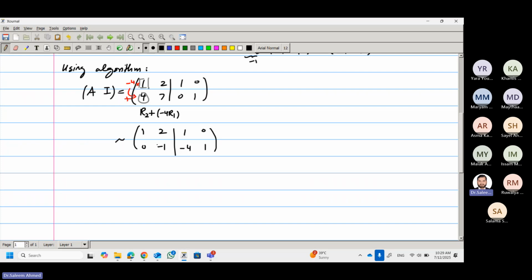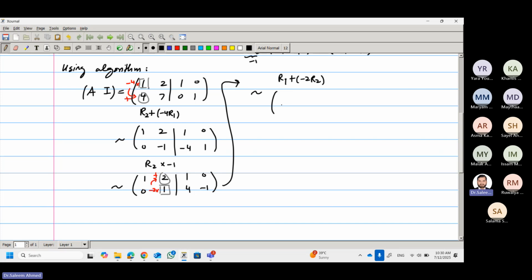Now I need 1 here, right? So I can multiply the second row by minus 1. If I do that, I get 1, 2, 1, 0, 0, 1, 4, minus 1. Now I got 1 here, so I can use this 1 to make this 0. How can I do that? You can multiply this by minus 2 and add here, right? So this gives you, let's say, R1 minus 2 R2. So this gives you 0, 1, 4, minus 1.